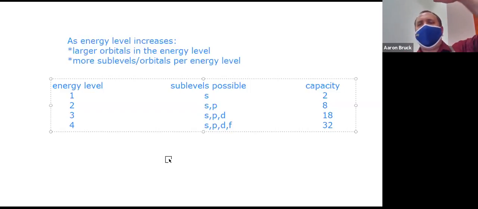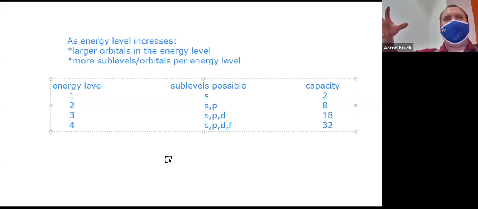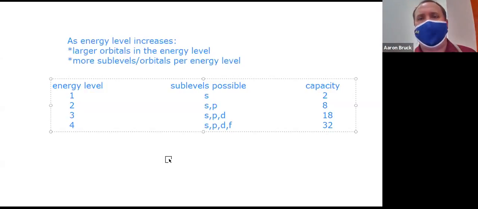So as we go up in energy level, as those electrons get further away from the nucleus, we're going to see that they get larger overall. We're also going to see that there's more room for more orbitals, which means that there's more room for more electrons.